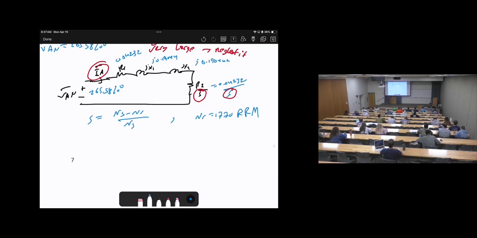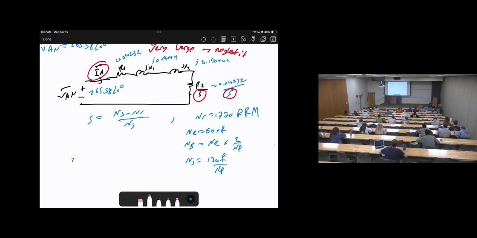Calculating NS, basically you need to calculate the electrical speed, which is 60 times F. Then NS will be the electrical speed times 2 over number of poles. Or in other words, we can say NS equals 120F over number of poles.